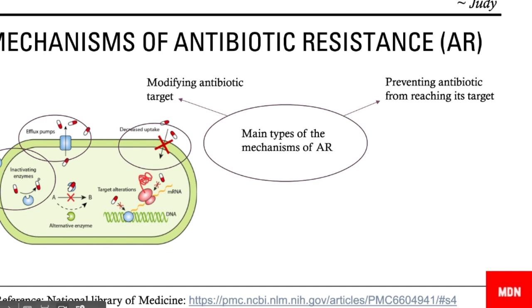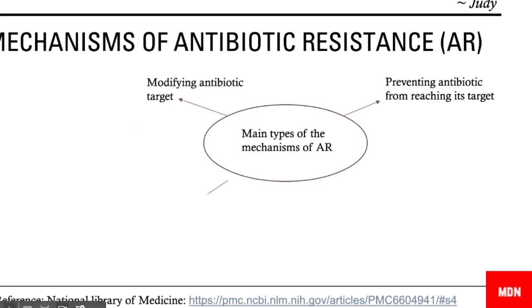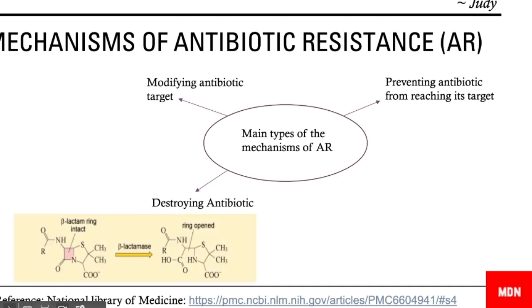For example, there's gram-negative bacteria like E. coli that can change the proteins in the outer membrane, and this makes it harder for antibiotics to enter. So after that, I'll just go more into destroying the antibiotic. It's going to show another diagram now.